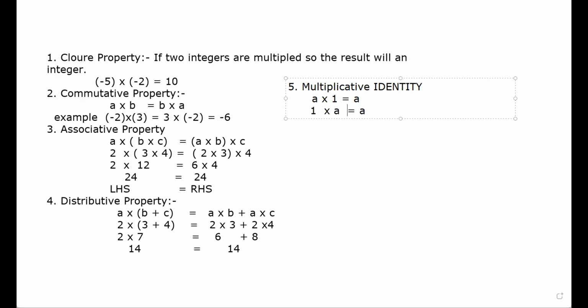So this is how we have to solve this problem. This property is called multiplicative identity. So this is where 1 is considered as the multiplicative identity. My dear student, 1 is the multiplicative identity.